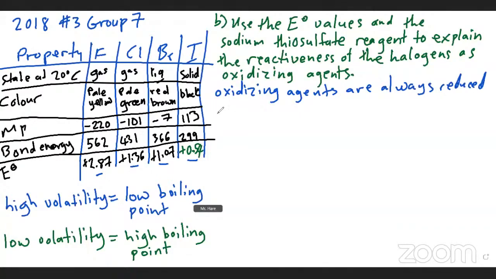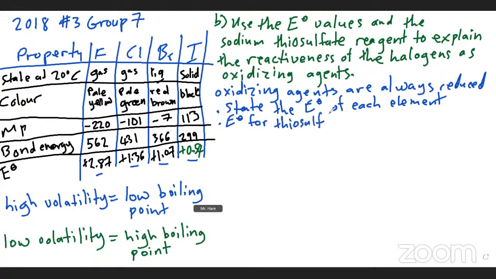All right, so if I'm answering this, I would state the E naught of each element to start out with. The E naught for thiosulfate is positive 0.09.